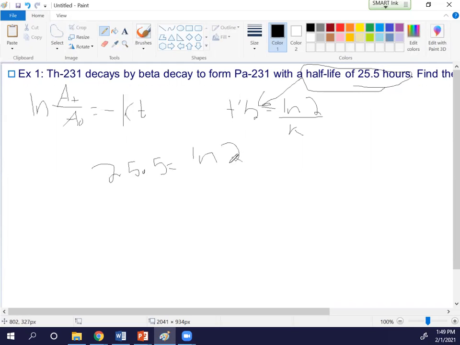ln2. Is ln2 always 0.6? Yes, ma'am. 0.693. ln2 is always 0.693. So to solve this out, K would be equal to ln2 over 25.5. I'm solving for K. I'm asking for the rate constant, so I'm solving for K. What's the answer? You put it in your handy dandy calculator, and it equals 0.0272.